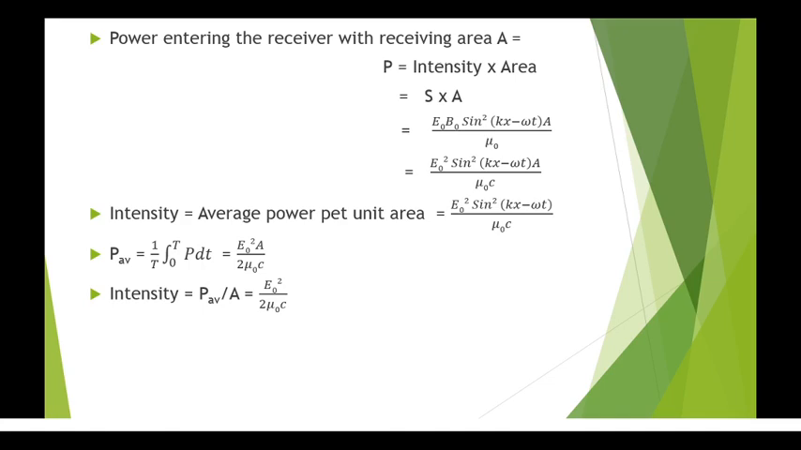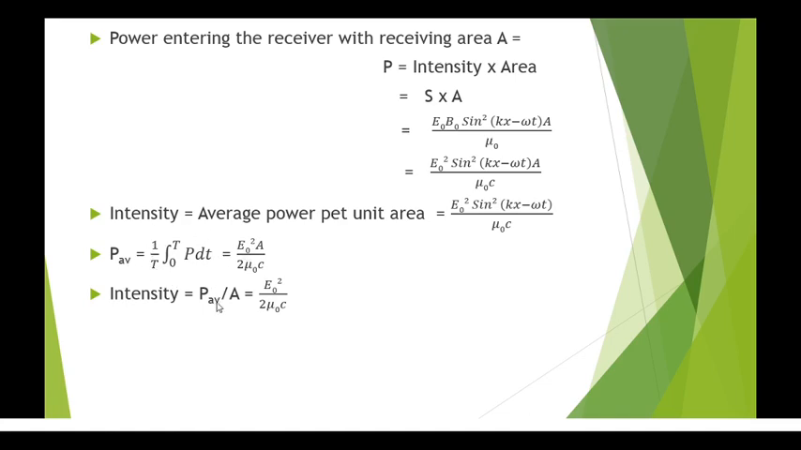So P average, you can calculate the average value of power by integrating from 0 to T p dt divided by total time, that is divided by capital T. So again you can take the expression for P from here, you can integrate it and you can substitute the upper limit as T and lower limit as 0 and can divide with the T. So what you will get? You will get E0 square A by 2 mu 0 C. So this is another way to get the average power.